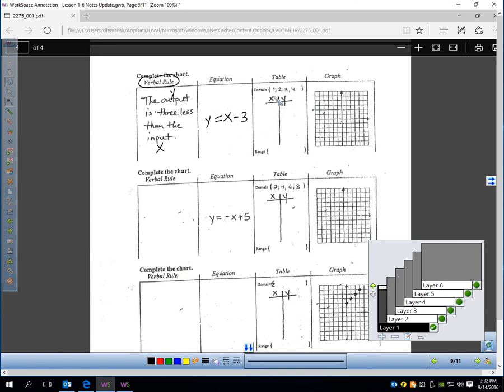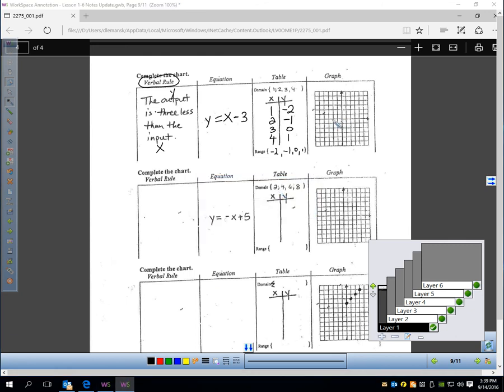Okay, let's go to this now. Here's my table. My domain is 1, 2, 3, 4. So if I put a 1 in here, 1 minus 3 is negative 2. If I put a 2 in here for the input, 2 minus 3 is negative 1. If I put 3 in here for my input, 3 minus 3, the output is 0. If I enter in a 4 as my input, 4 minus 3 is 1. Can you see the range right here? We need to write it down. My range is negative 2, negative 1, 0, 1.